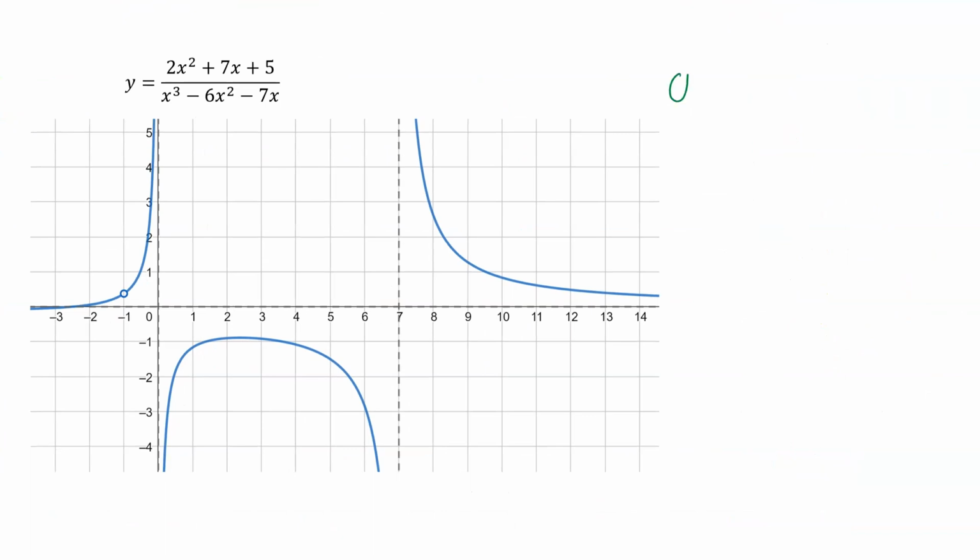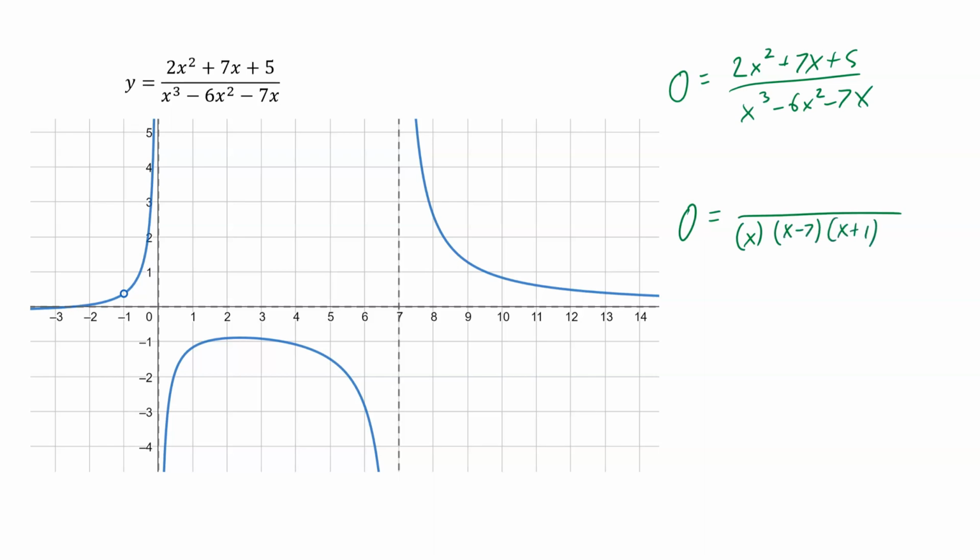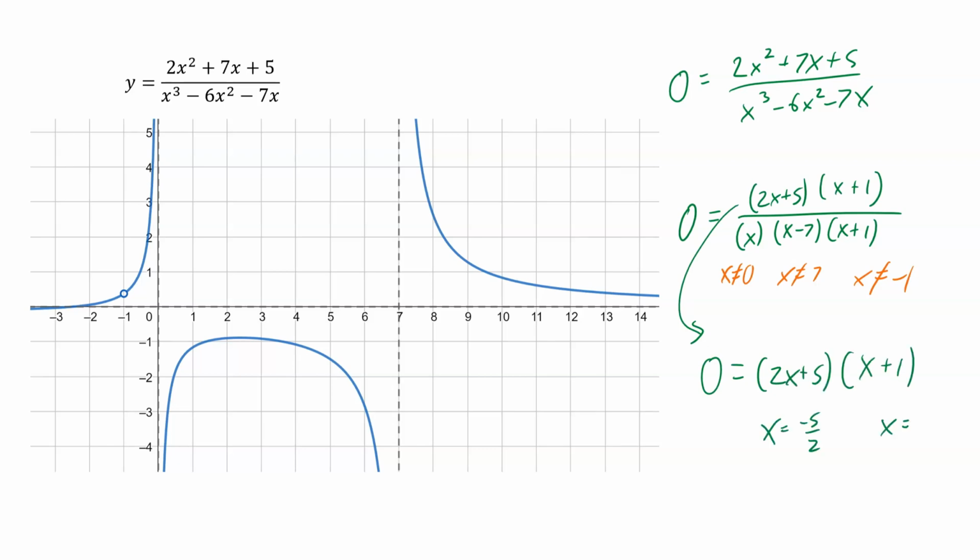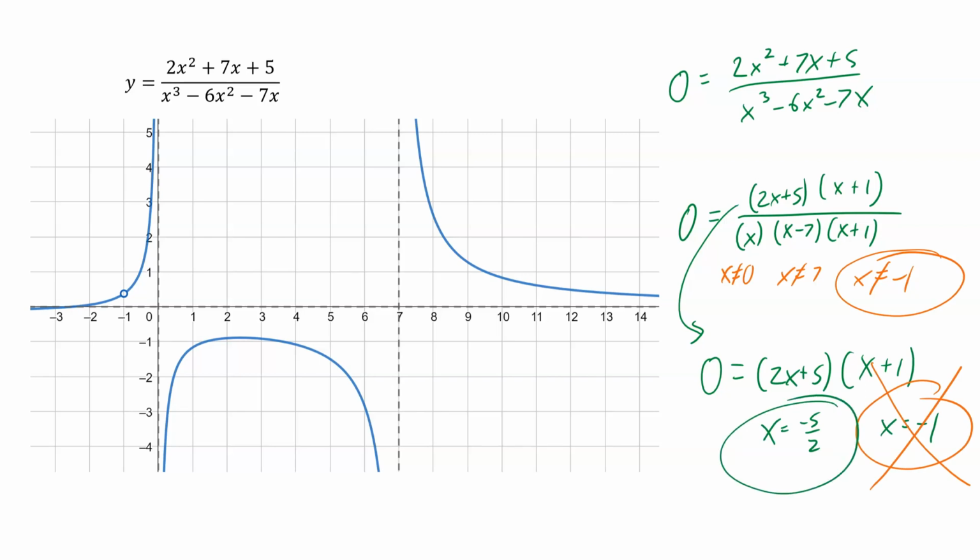Plug in a 0 for y. Excluded values. What makes the numerator 0? The only x-intercept is x equals -2.5.